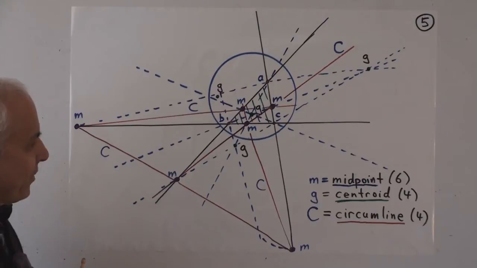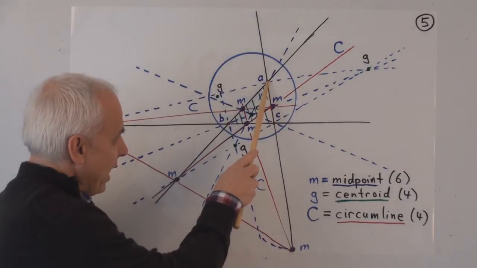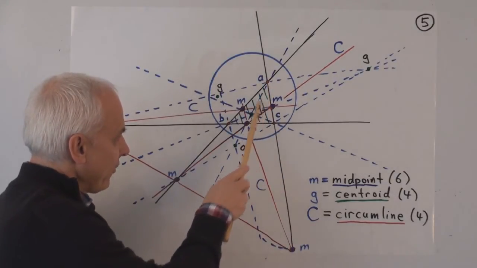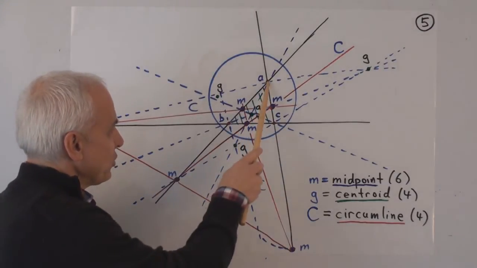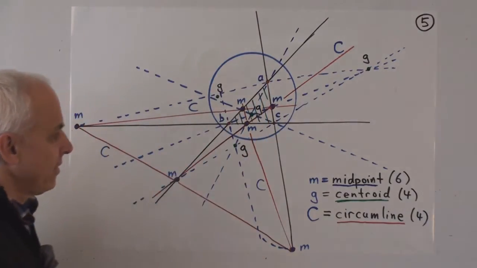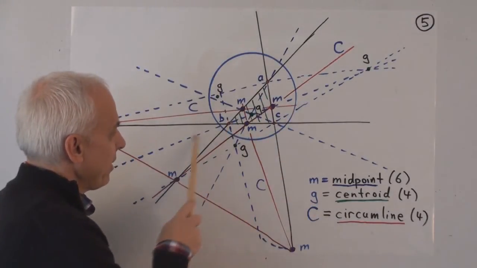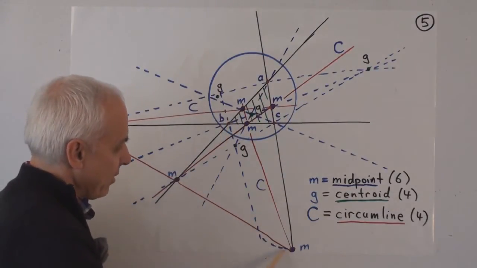Now, there are 6 medians. Where are they? Well, say from A, we can join A to this midpoint. That's 1 median right there. We can also join A to this other midpoint over here. That's another median. And there are 2 medians emanating from B. That one there, that line, and also the line going down here.